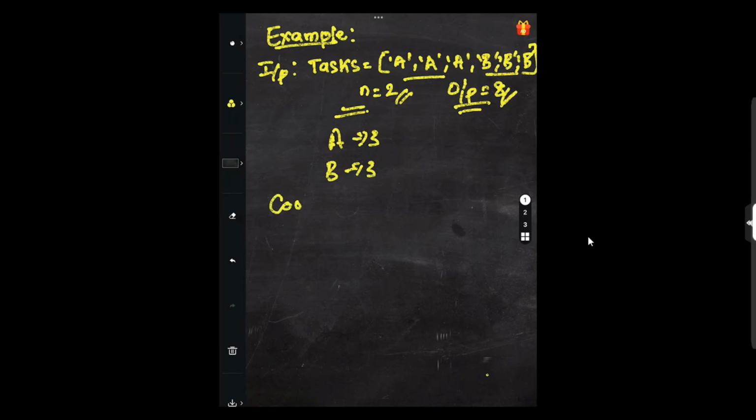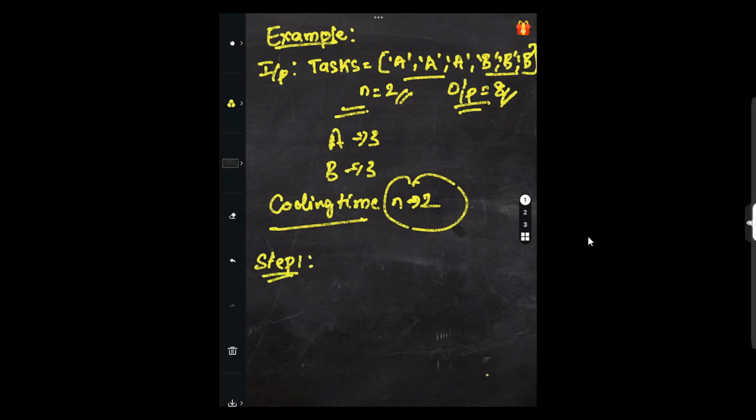Cooling time, nothing but N equals 2, right? So a task must wait 2 intervals before getting executed again. Here the cooling period is N equals 2. So let's try to understand this step by step, with the approach. First thing is we have to count the frequency of tasks. Here A is 3, B is 3, right?